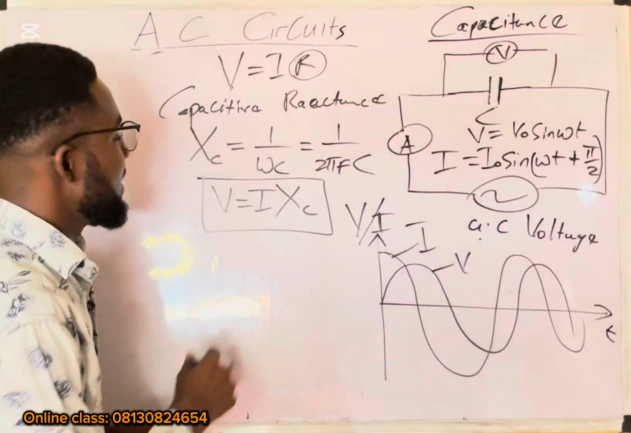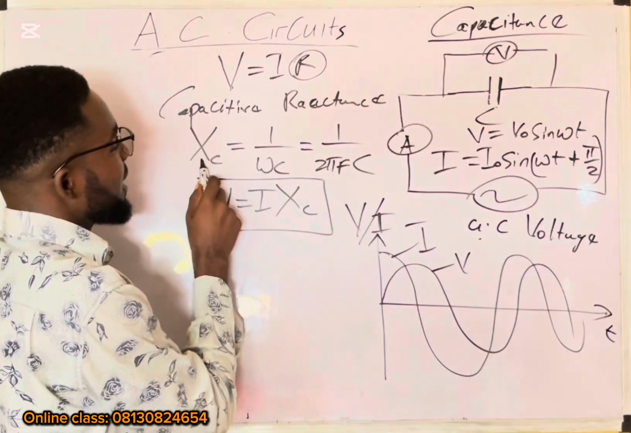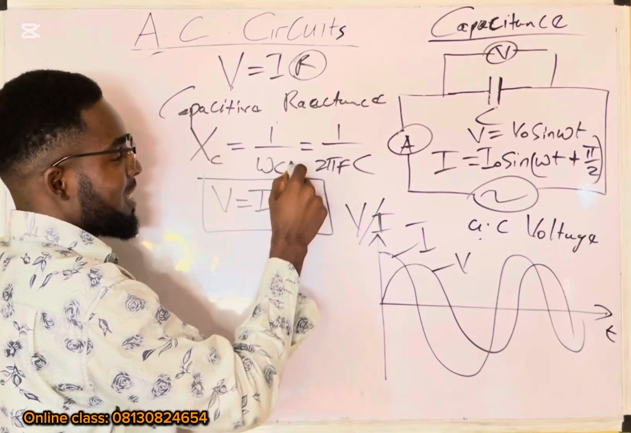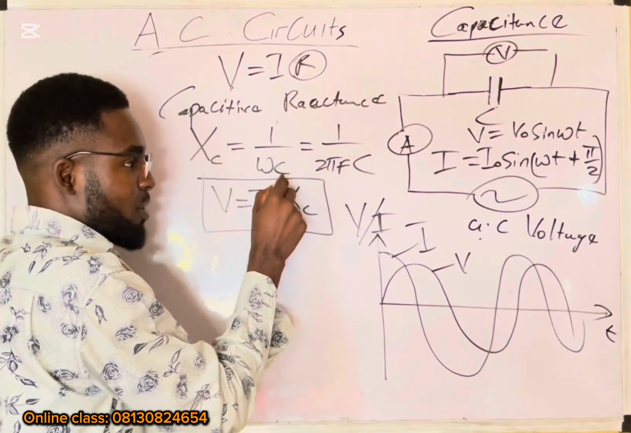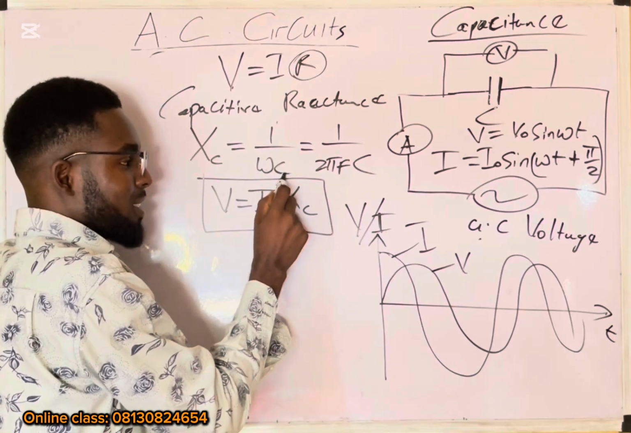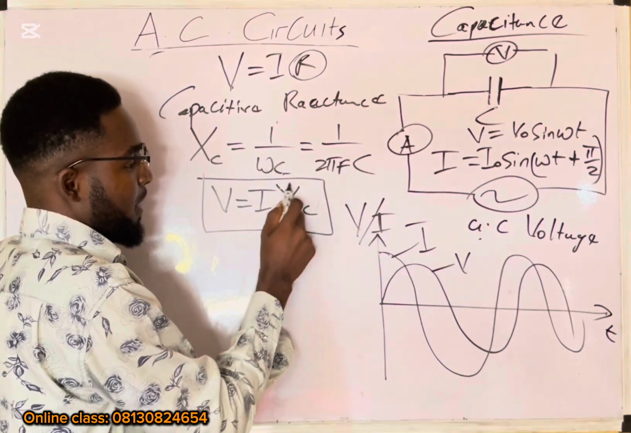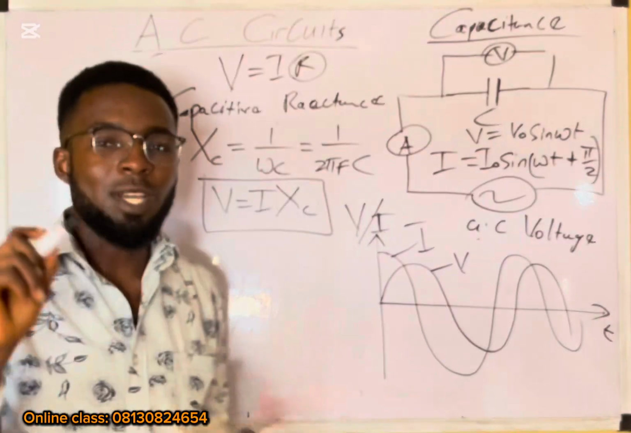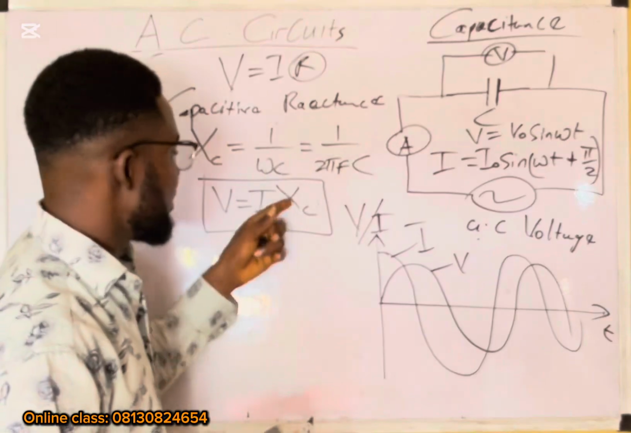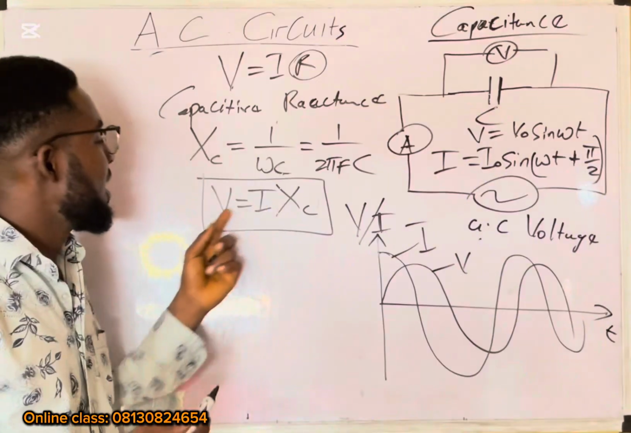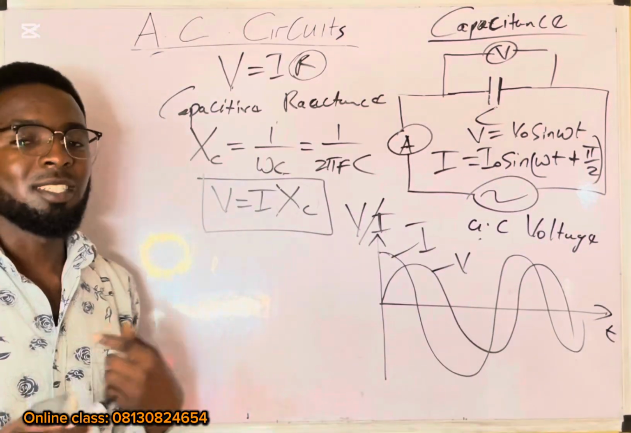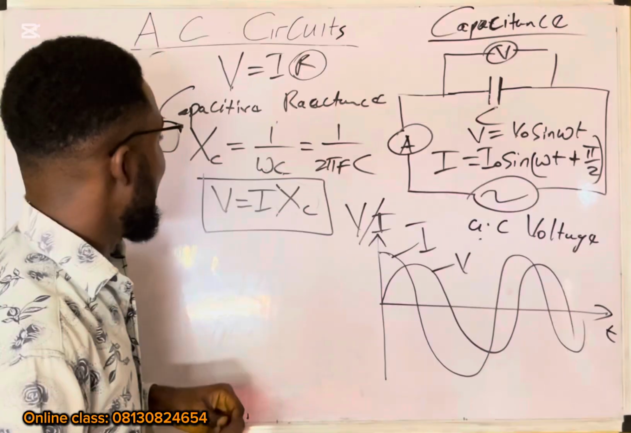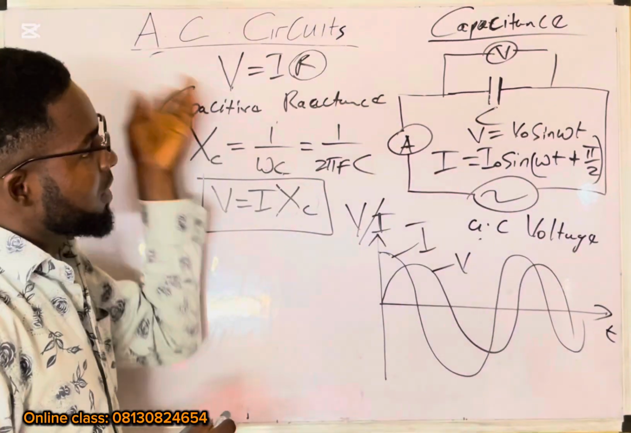Okay, capacitive reactance. That is 1 over omega C. C stands for the capacitor, the capacitance of the capacitor, which is measured in farad, while this capacitive reactance is measured in ohms. Make sure you are taking this down. I is measured in ampere, and of course, the voltage is measured in volts. I guess that's what you need to know for this.